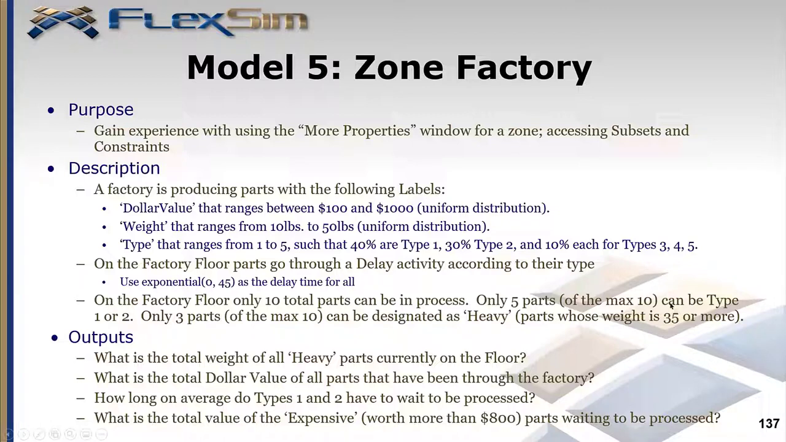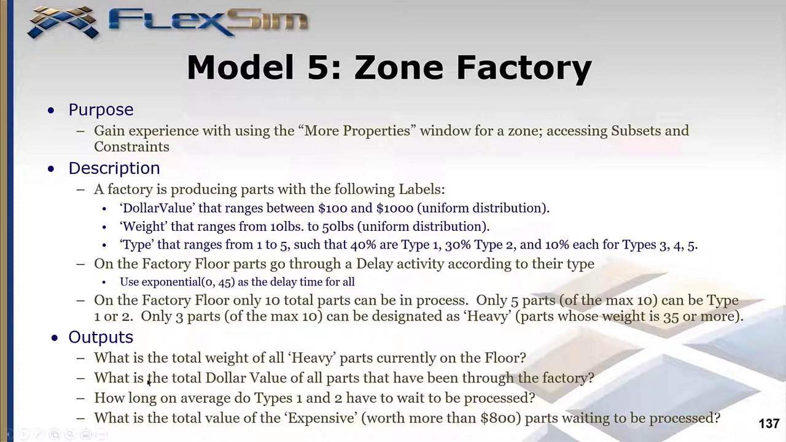So you can have 10 total things. And then of those 10, only 5 can be types 1 or 2. And of those 10, only 3 can be heavy. And we're defining heavy as those tokens whose weight label is 35 or more.